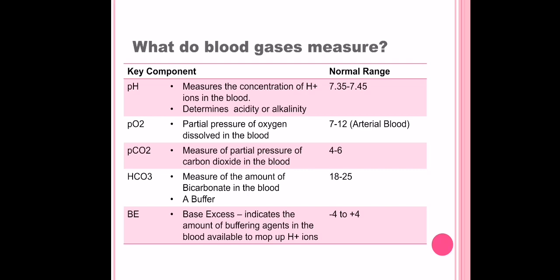Then you've got bicarbonate, which is the HCO3. This is a buffer, as we've talked about already, and it measures the amount of bicarb in your blood, and it's important to consider this range, particularly if the pH is out of range. So a normal bicarb range is 18 to 25. And then lastly, we have our base excess, and this indicates the amount of buffering agent available to mop up excess hydrogen ions, and the normal range is -4 to +4.